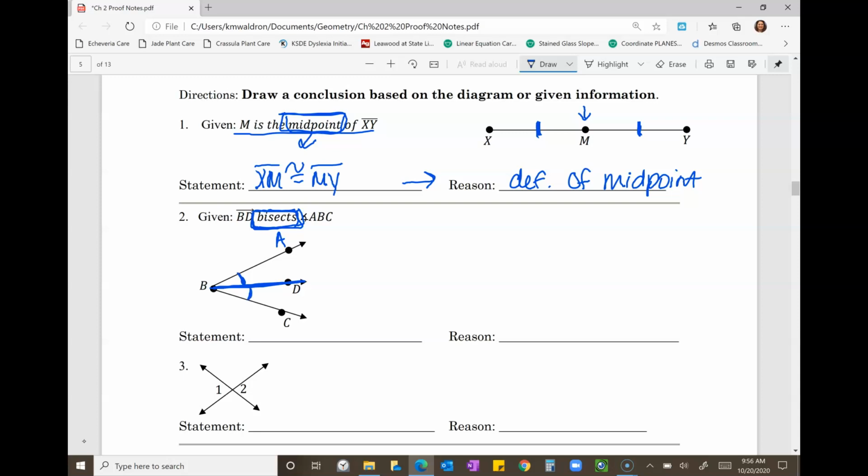So because I know what a bisector does, it bisects, I can make a statement that says angle, we'll do the top one, ABD is going to be the same or congruent to angle DBC. Okay, and the reason that I could say this statement here is because I knew the definition of an angle bisector.